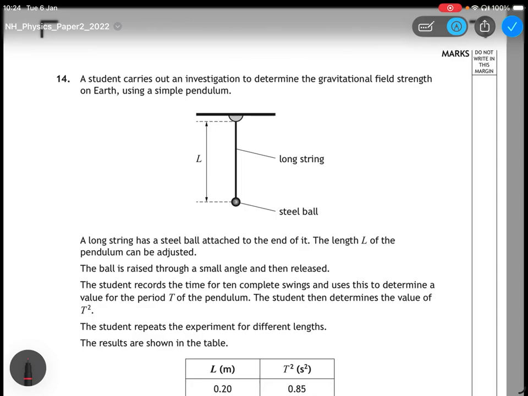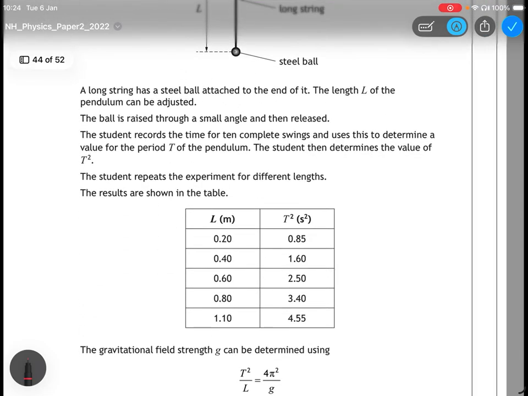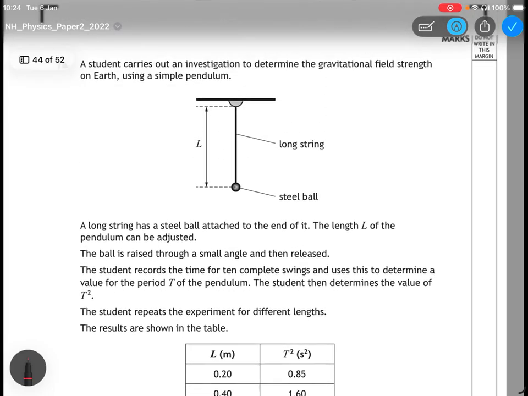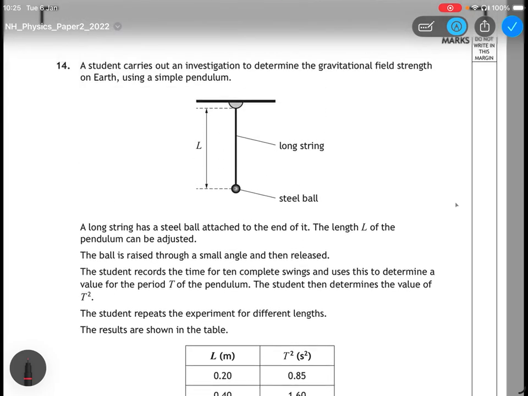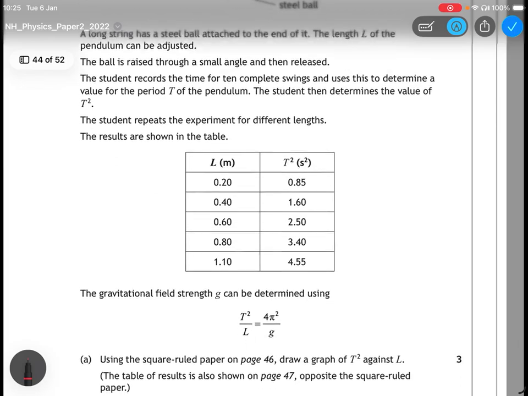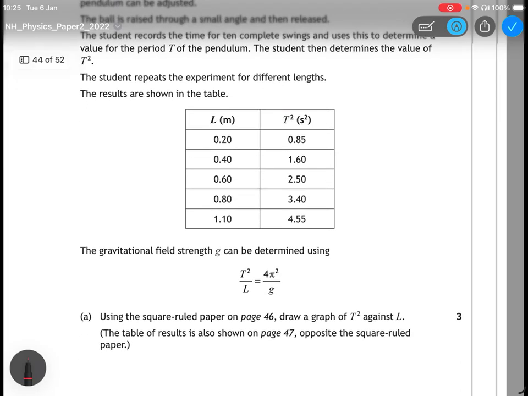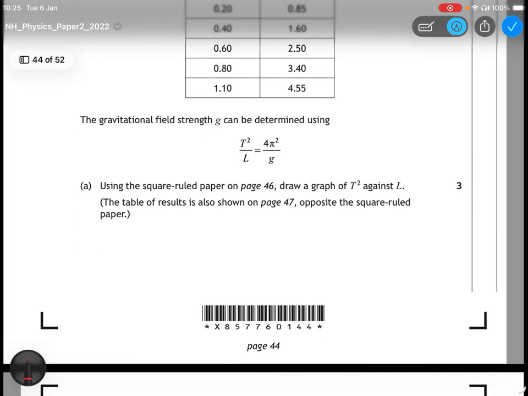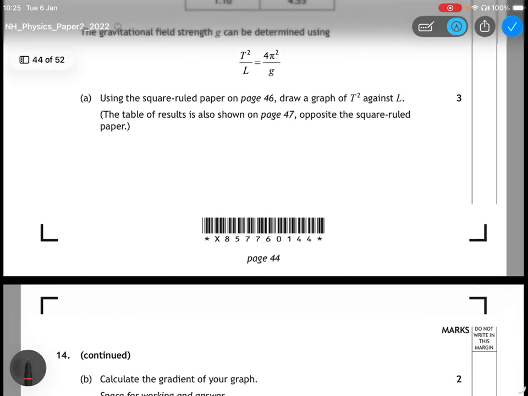So, you are presented with a results table. In this case, it's for a pendulum that's been swinging. And what they're doing, look, is they're changing the length of the pendulum and measuring the time, but they've recorded time squared. And note, the units are seconds squared, therefore. They've given you a formula. It looks a little bit weird, but there's a reason for that. And then they've given you an instruction.